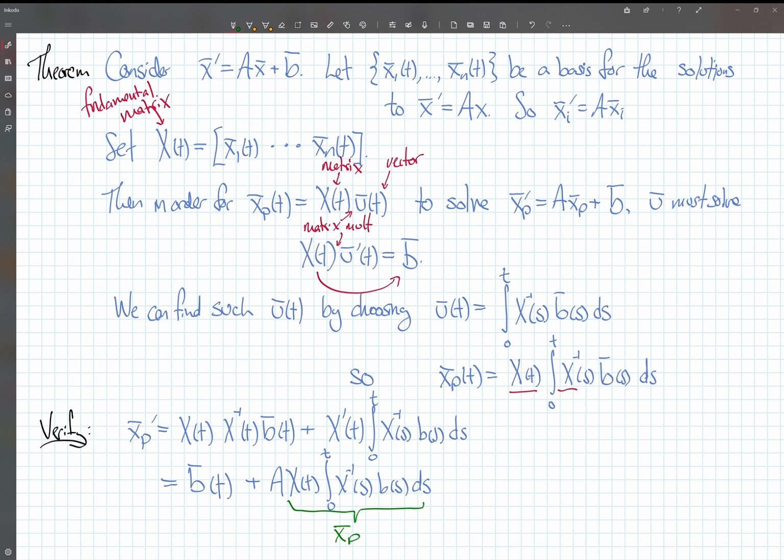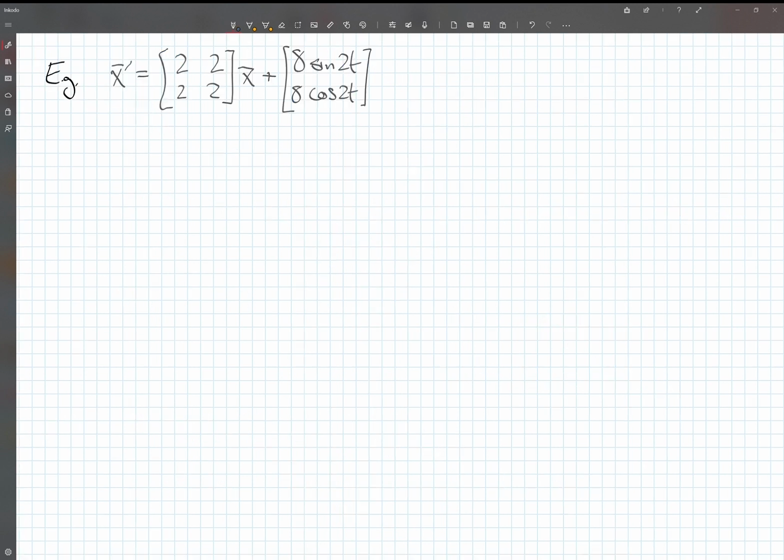And then we see that everything but the a, that's just our formula for xp, so the result is b plus axp, which is what we were trying to solve. So this formula will certainly work. The real question is, how do you go about filling out this formula? Let's do an example. Let's start with a constant coefficient example.